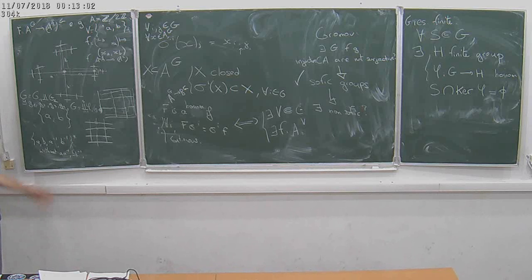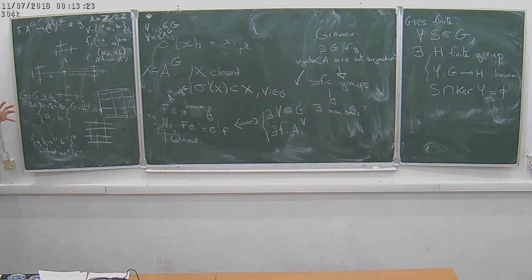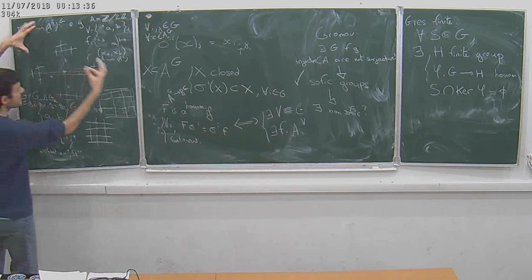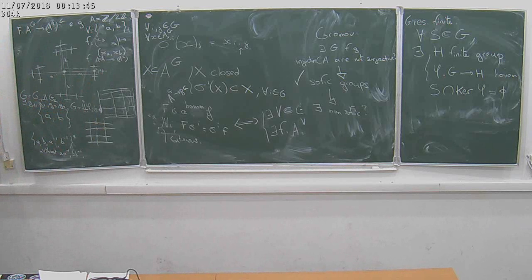What is a sofic group? Here, you really don't want me to give the formal definition, but the intuition, a very distant intuition, is that your graph can be approximated by finite graphs, in the sense that for every finite set of your graph, there is a graph homomorphism to a finite graph such that the boundary, the place where this homomorphism does not correspond to a group homomorphism, is negligible.